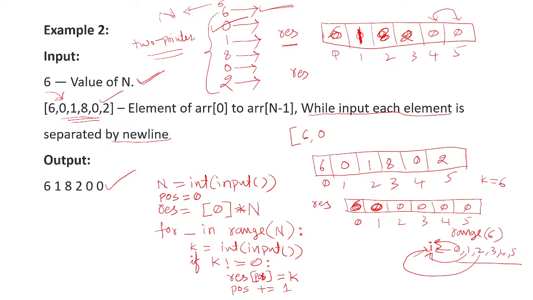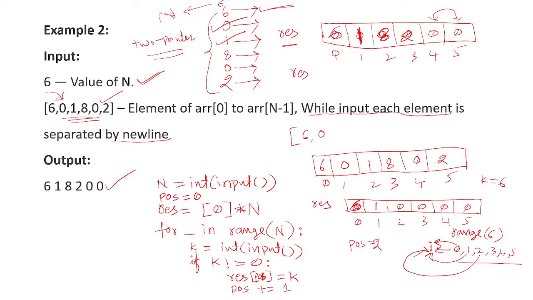So position plus equals 1 means position will increment. After copying 6, the position value becomes 1 here. For this 0, it is not executed. It goes up and reads the next number. 1 it reads, then it checks 1 not equals to 0. Yes. Then result of position; what is the position value? 1. Result of 1 is equal to k, so in this location the k value will be copied. It copies the number 1 here. Afterwards, position plus equals 1, and the position value becomes 2 here.